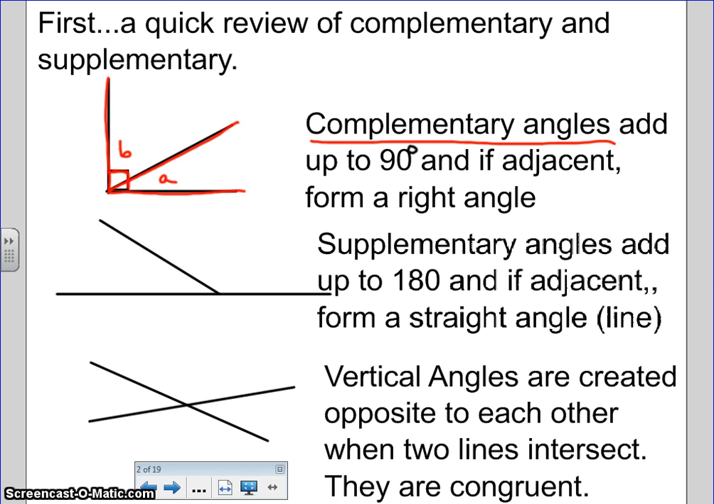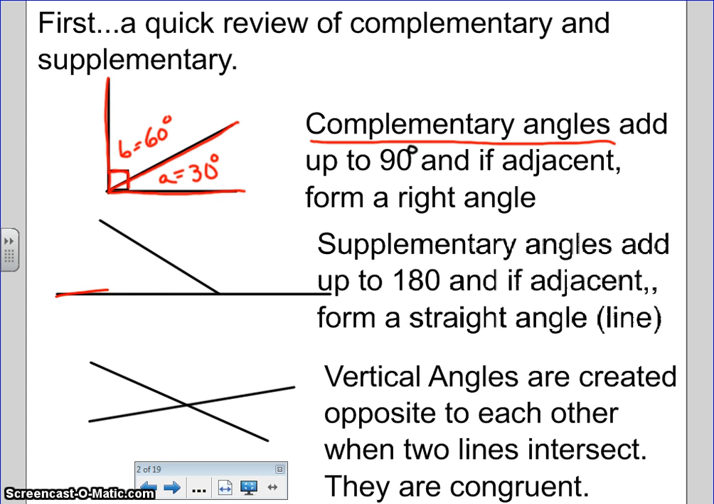If we knew that the measure of angle A was 30 degrees, then we would just do 90 minus 30, and we would know that angle B is 60 degrees. 30 degrees and 60 degrees prove that it's complementary because 30 plus 60 is 90, and they make the right angle. Supplementary angles kind of work the same way.